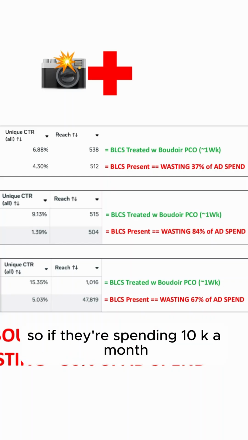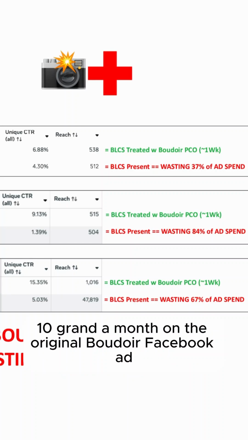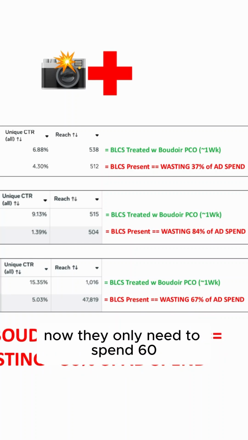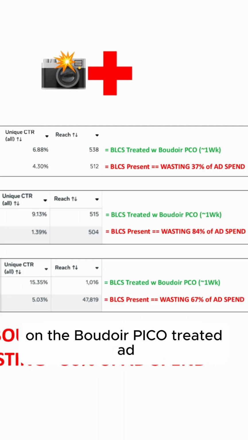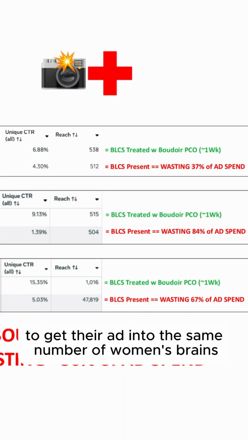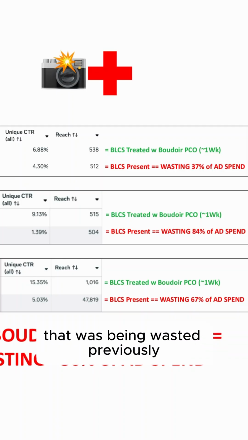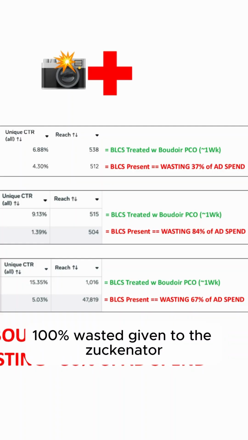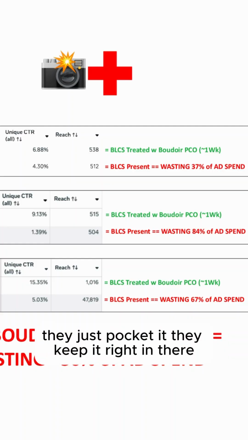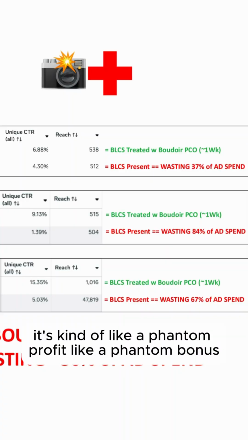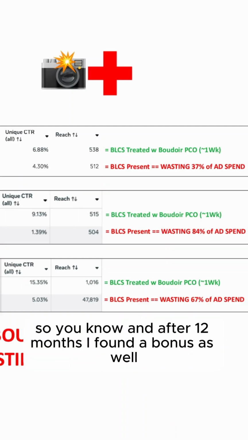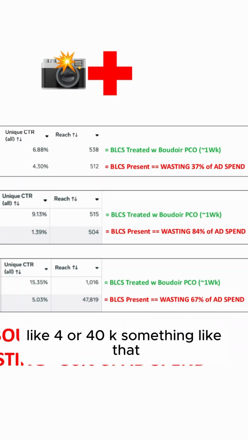So if they're spending 10K a month on the original Boudoir Facebook ad, now they only need to spend $6,300 a month on the Boudoir Pico treated ad to get their ad into the same number of women's brains. Way more efficient. And that $3,700 a month they no longer have to spend was being wasted previously, 100% wasted, given to the Zuckinator. They just pocket it, keep it right in their pocket. It's kind of like a phantom profit, like a phantom bonus. And after 12 months, that phantom bonus is like 40K, something like that.